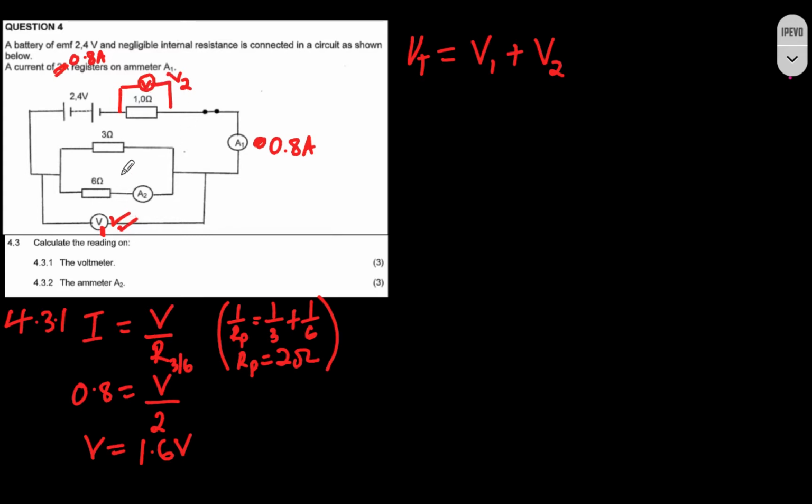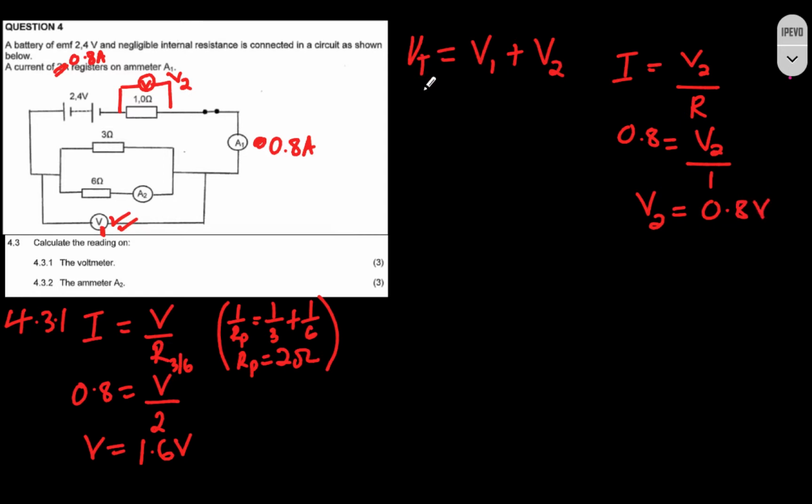So resistors that are connected in series are voltage dividers. In other words, this 2.4 volts is going to be divided amongst V1 and V2. Using this information, because we know that 0.8 amps are going to pass through the 1 ohm resistor, we can calculate V2. Current is equal to V2 over R. The current is 0.8, which is equal to V2 over the resistance, 1. So our V2 is equal to 0.8 volts.